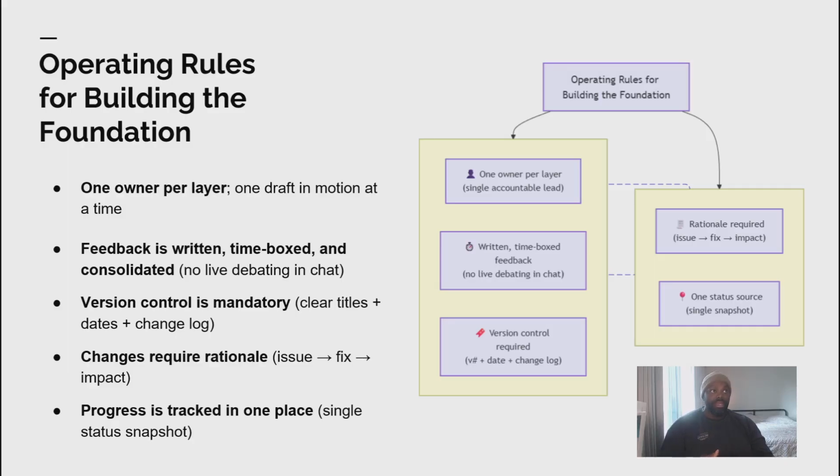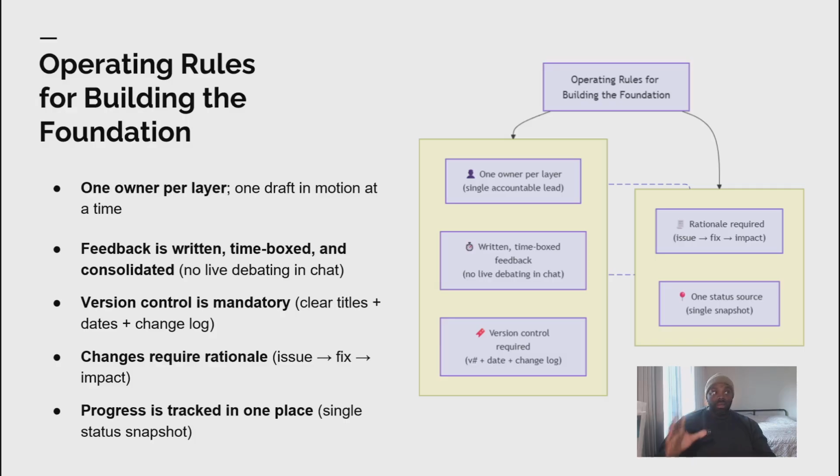Feedback must be written and time boxed so we can consolidate it into the next version instead of arguing in real time. Version control keeps everyone aligned on what is current and prevents accidental regressions. Any proposed change must include a clear rationale, what problem it solves, and what impact it has. Finally, progress is tracked in one place so nobody has to guess what's done, what's in review, and what's next. This is very important. In my years of working in the government, even the private sector, these are best practices used for doing anything.